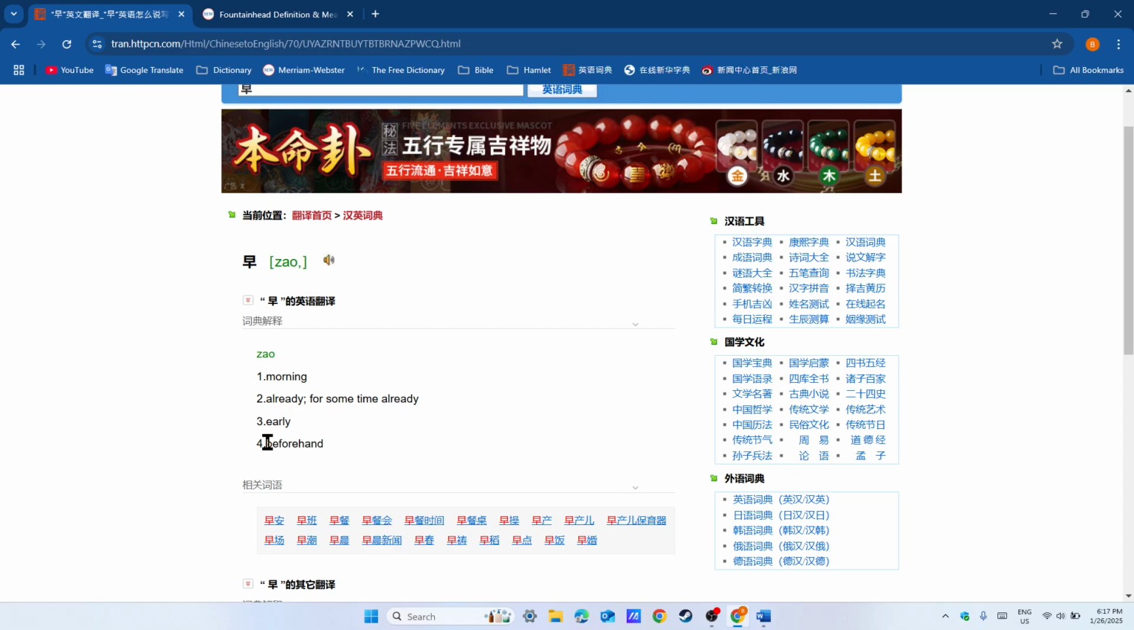And as to beforehand, it has to combine with another word. Anyway, this is the dictionary's explanation, and you cannot say it is wrong, but the expression and the definition are not exactly correct. That's what I can say about these kinds of dictionaries.